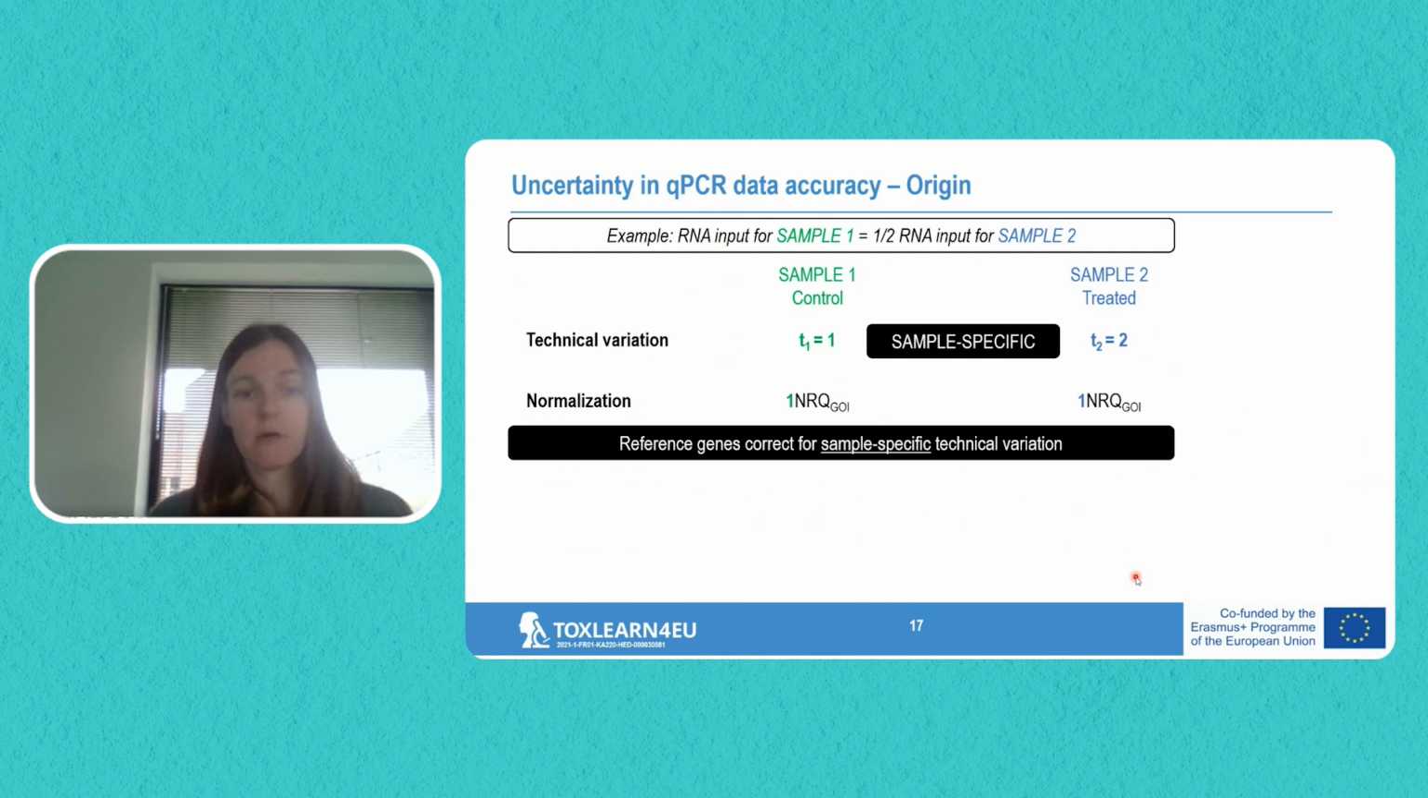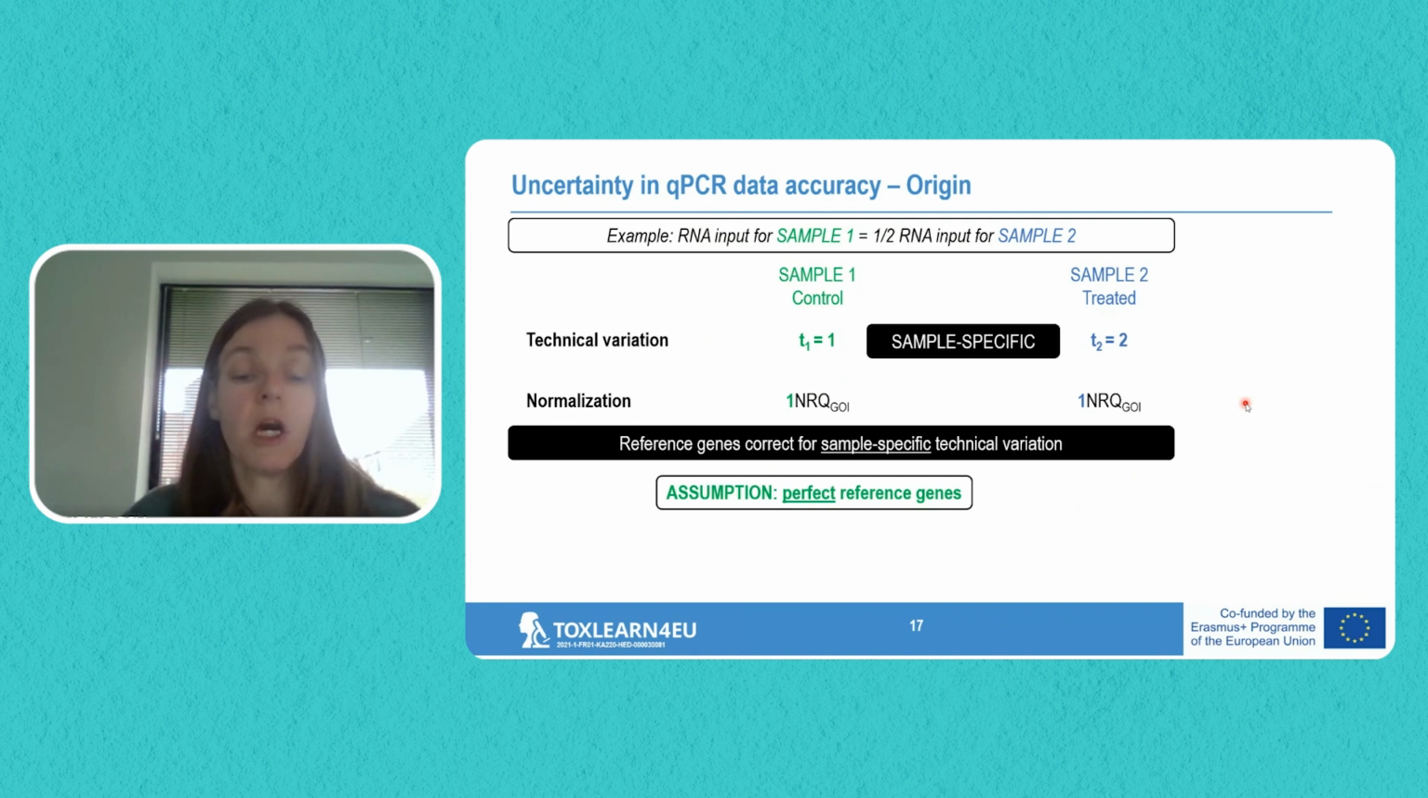So this is something you can see here again. Technical variation for sample 1 equals 1. Technical variation for sample 2 equals 2. And after normalization, this technical variation will be leveled out. However, the problem with this is that in this case, you assume that reference genes are perfect.